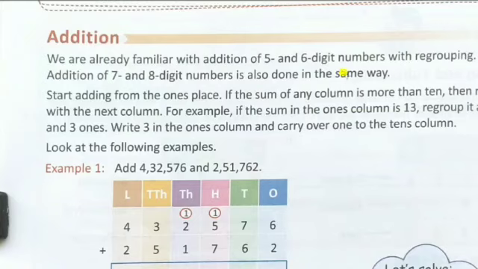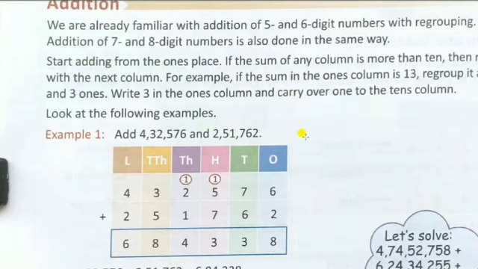Now in the same way we will follow the process of addition of 7 and 8 digit numbers, as we have learned in the calculation of 5 and 6 digit numbers. We will be following a similar process for 7 digit or 8 digit numbers. So start adding from the ones place. Again the rules are the same as we had discussed earlier.